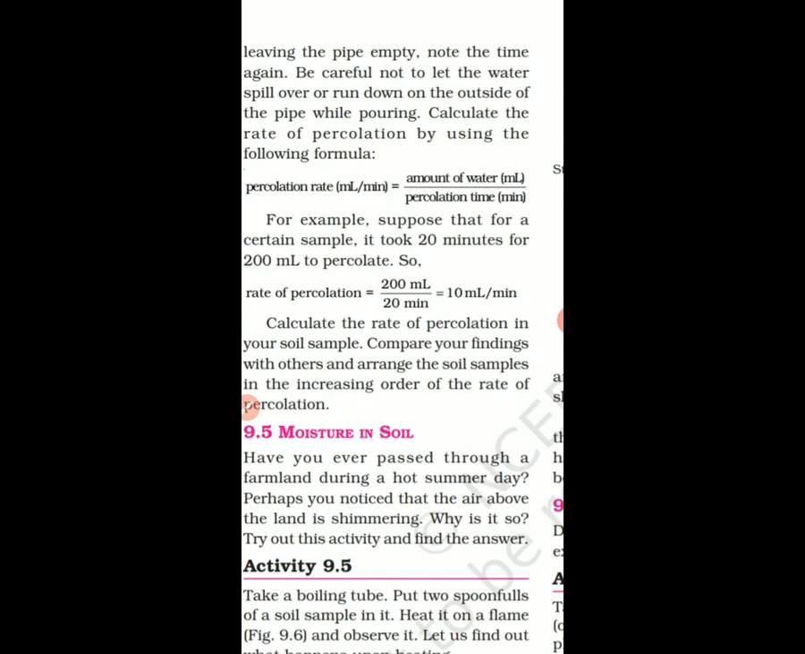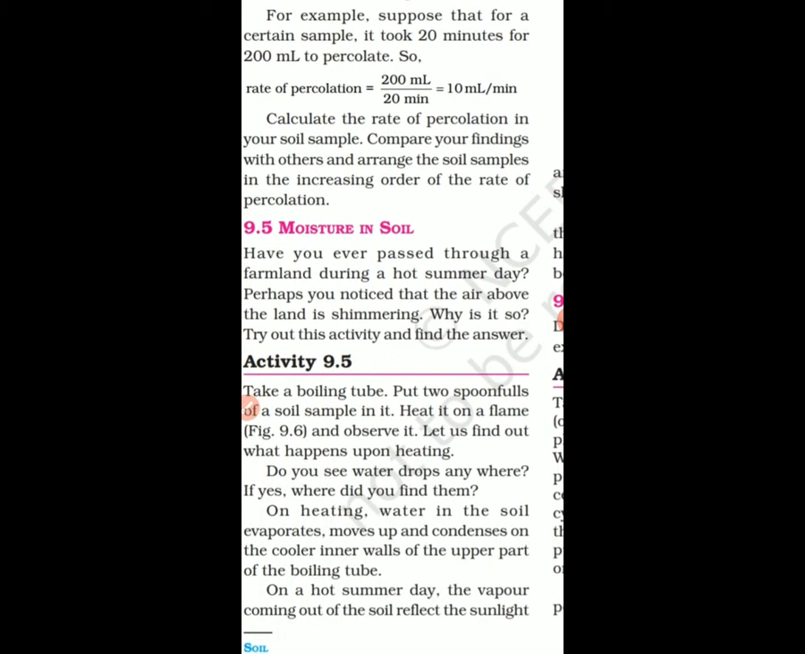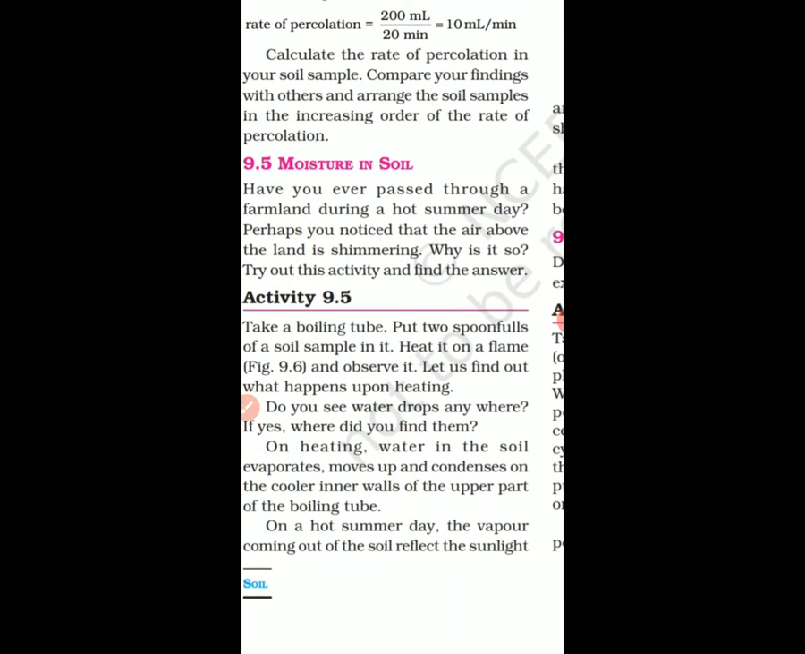Now moisture in soil. Do you agree there is a moisture in soil? होता है soil में moisture? Yes. अपर सॉइल है उसका मॉइस्चर है वो उड़ जाता है धूप की वजह से. बट इफ यू गो डीप, आप जितना नीचे से उसको निकालोगे सॉइल उतना उसमें ज़्यादा मॉइस्चर होगा. सो टू सी दैट एक्टिविटी 9.5 is given.